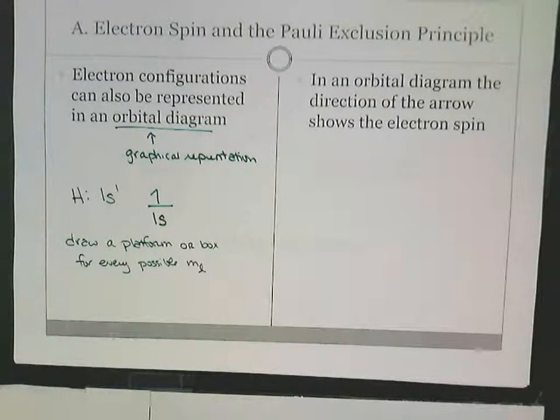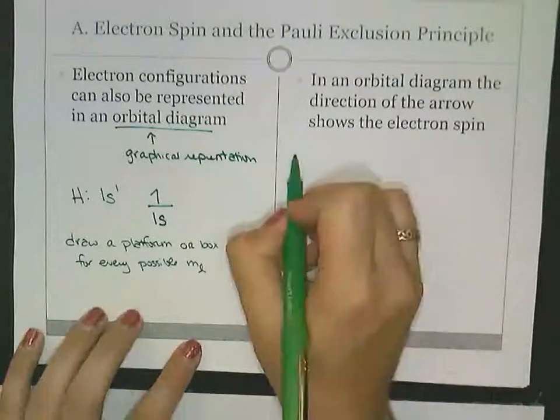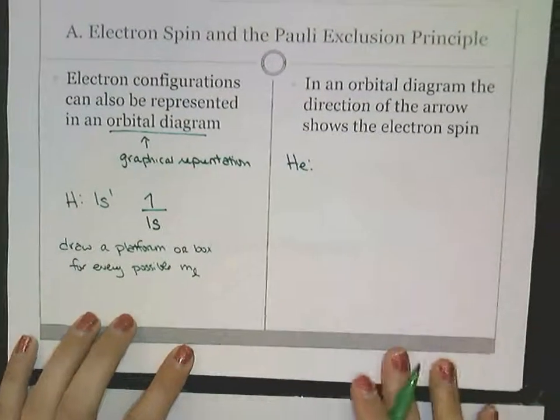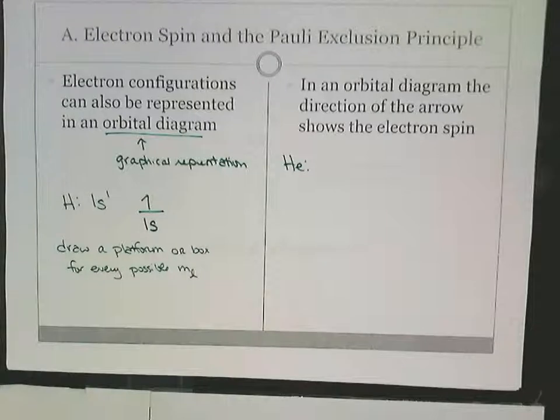All right, so what if I had 2 electrons? You guys ready for that? 2 electrons? Okay. What element would have 2 electrons in its natural state? Helium. Let's write out the electron configuration first, doing it in shorthand. It has 2 electrons.